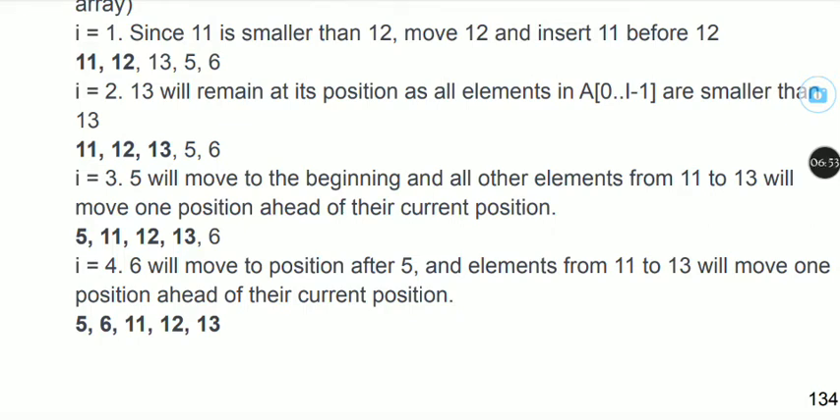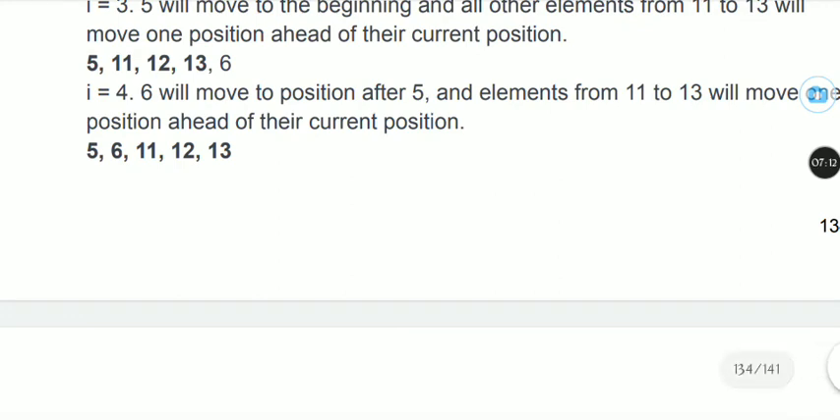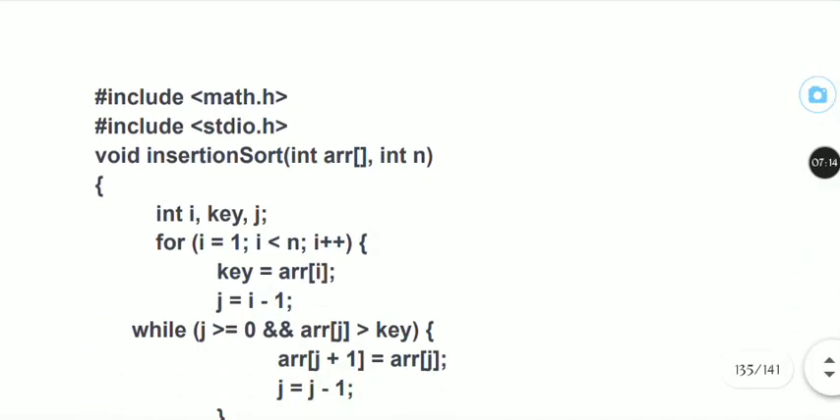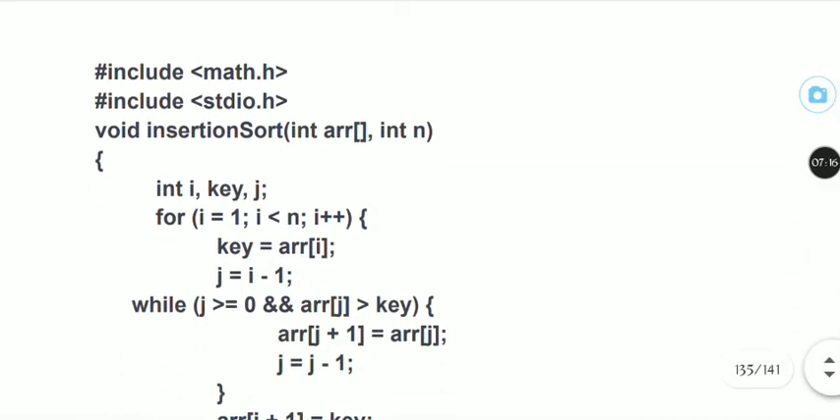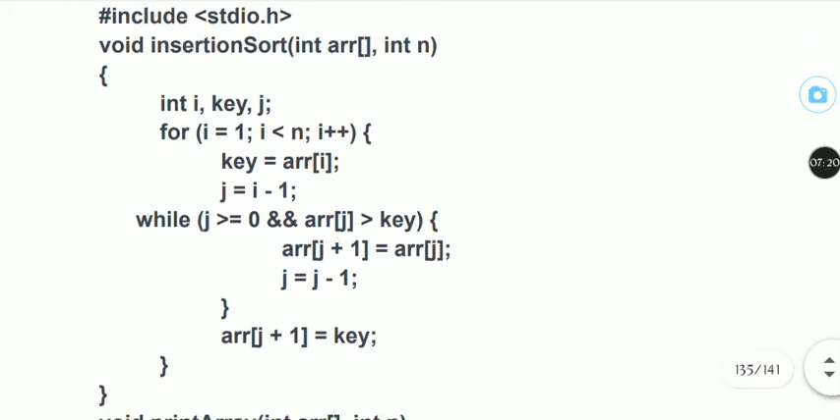Then i will be incremented to 4. 6 will be moved to the position after 5, because 6 is less than 11 to 13, so the rest will be shifted. Then the final array will be 5, 6, 11, 12 and 13. Likewise it works. This is one program for insertion sorting.